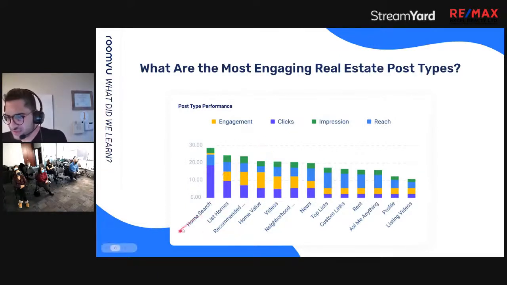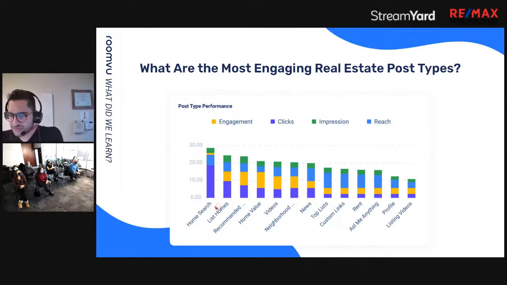So obviously home searches, we've seen this a lot, like find homes in Toronto. You get a lot of clicks, but you don't get that much engagement. So the audience wouldn't remember you as much. But you obviously drove a lot of traffic. So if you know how to monetize that traffic, how to do something with that traffic, this is a good type of post. But engagement is very little on these.